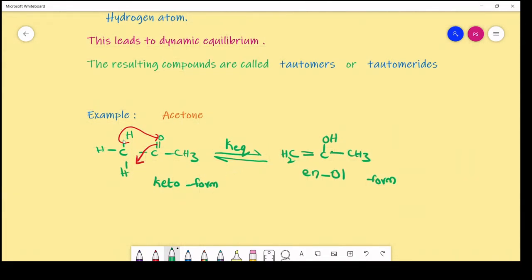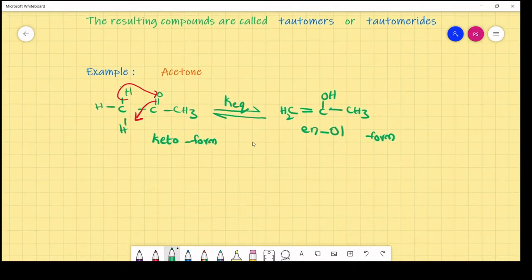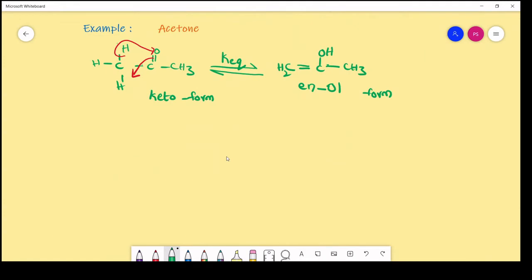Here this hydrogen we call an alpha hydrogen. What is the meaning of alpha hydrogen? Alpha hydrogen means the hydrogen atom which is attached to the alpha carbon.